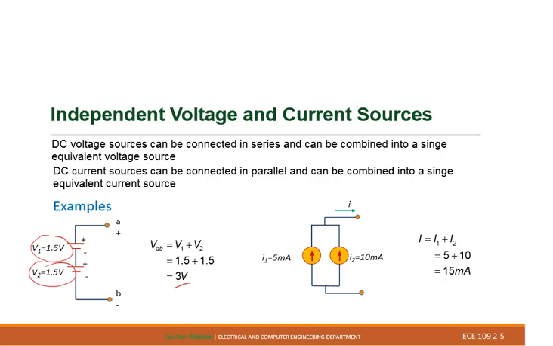Okay. In the same way, current sources can be connected in parallel and combined into a single equivalent current source here. In this case, we have I1 is 5 milliamperes, and I2 is 10 milliamperes. They are both going in the same direction, so if you're going to find I, it will be equal to I1 plus I2. That's why 5 plus 10 gives you 15 milliamperes.